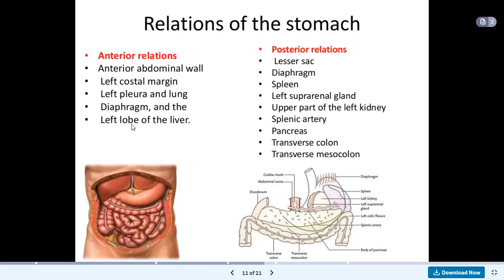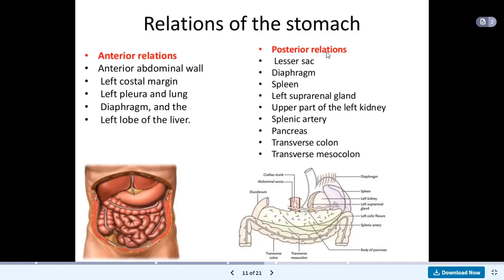And then we have the left lobe of the liver. So this is the liver here, located more on the right side, but it has a left lobe. So this is the left lobe of the liver, and this is the right lobe of the liver. The left lobe of the liver is an anterior relation of the stomach. So anteriorly, the stomach is related to all of these: anterior abdominal wall, left costal margin, left pleura and the lung, the diaphragm, and the left lobe of the liver. These are related to the stomach anteriorly.